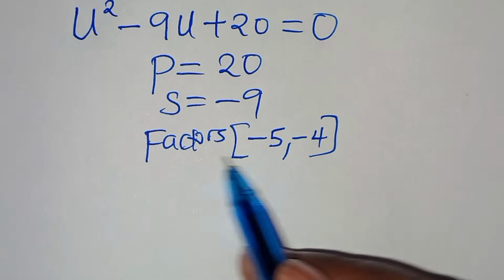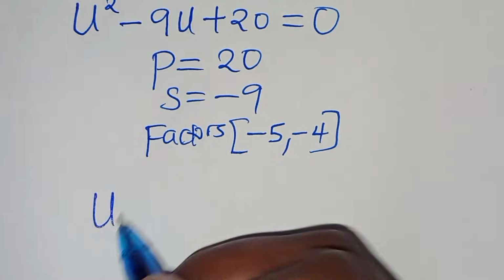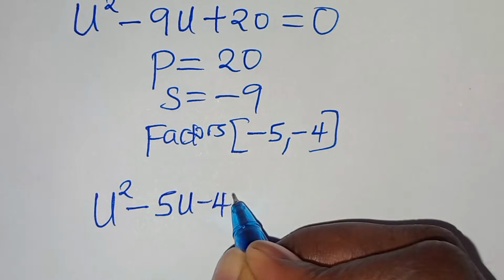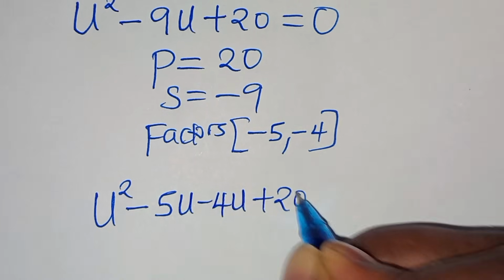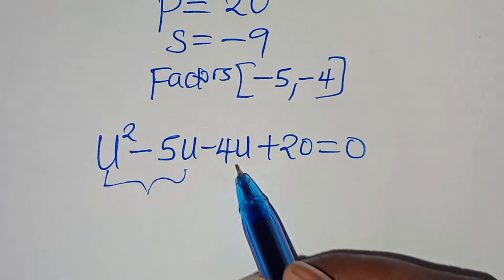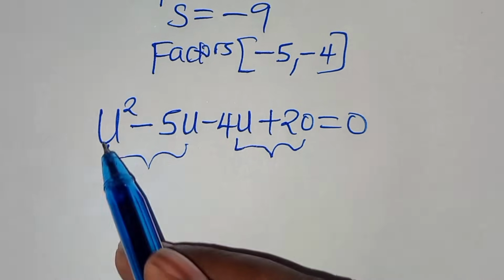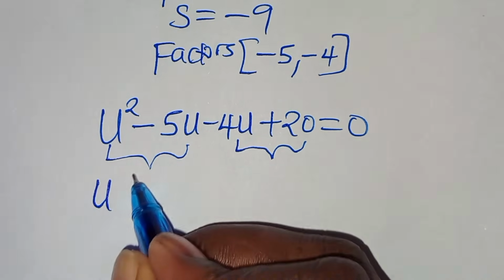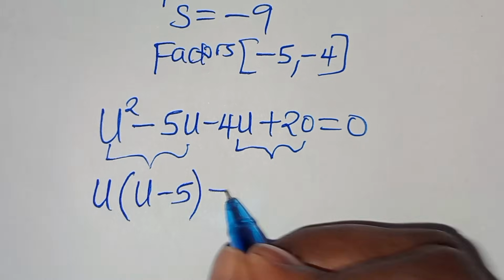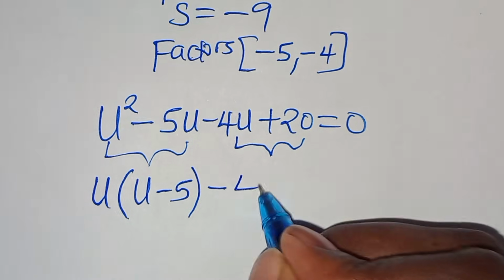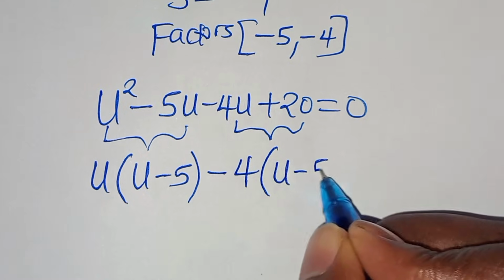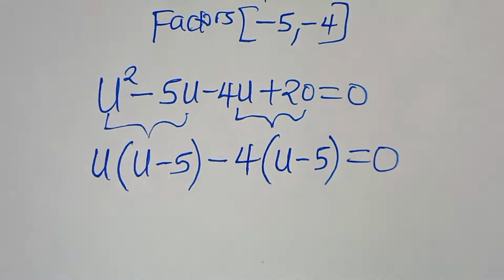Now let's substitute these two factors so that we have u squared minus 5u minus 4u plus 20 equals 0. So we have two parts here. From the first part, u is common. We can factor out u so that we have u minus 5. Then in the second part, 4 is common. We can factor out 4 so that we have u minus 5, equal to 0.